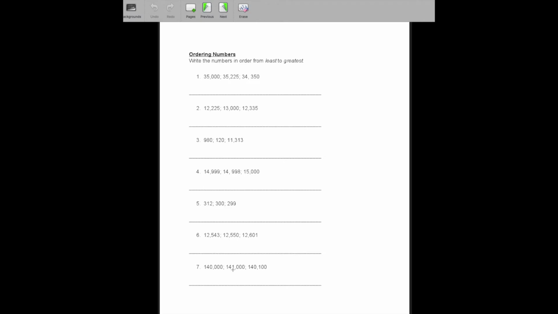0, 1, 0. And it says least to greatest. So the greatest number out of the third digits is 1, because this one is 0 and this one is 0 and this one is 1. So this number is greater than these two. So greatest would be at the end. So 1, 4, 1, 0, 0, 0.